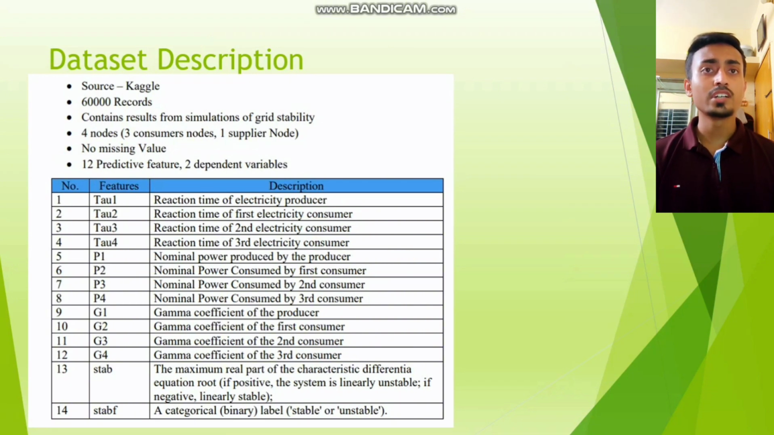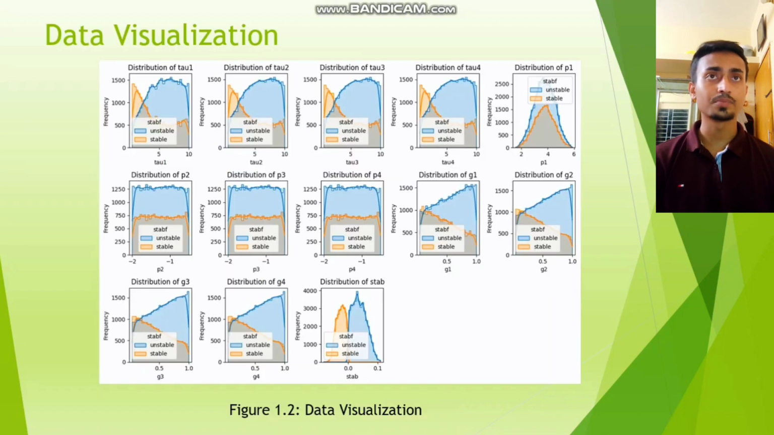So now the features are tau1, which represents the reaction time of the producer. Tau2, tau3, tau4 represent the reaction time of the electricity consumers. Then P1 represents the nominal power produced by the producer, and P2, P3, P4 the nominal power consumed by the consumers. And G1, G2, G3, G4 are the gamma coefficients, and stab is the maximum real part of the characteristic differential equation root. If it is positive, then it is linearly unstable. If it is negative, then it is linearly stable. Then our target feature is stabf, a categorical data. It has 2 categories, stable and unstable.